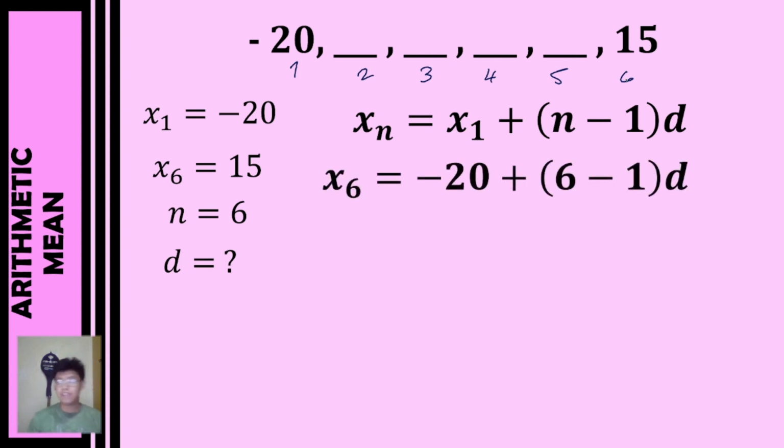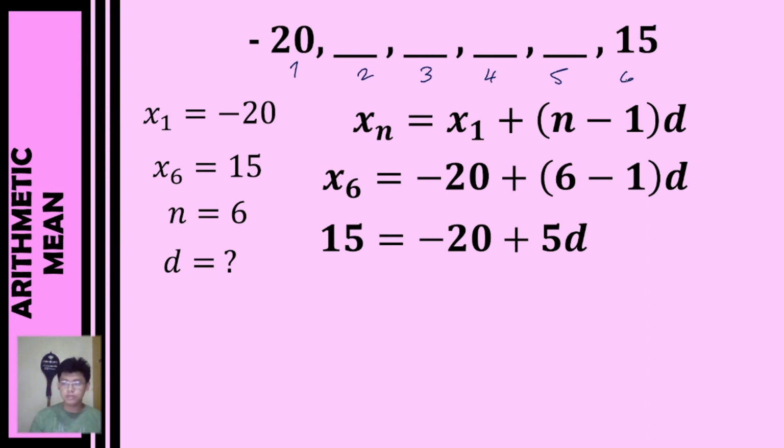So we have x sub 6 is equal to negative 20 plus the quantity 6 minus 1 times d. And then, let's combine like terms and substitute the value of x sub 6. So x sub 6 will be equal to 15, and 6 minus 1 will give us 5. Now let's solve for the value of d by applying the rules in solving equations.